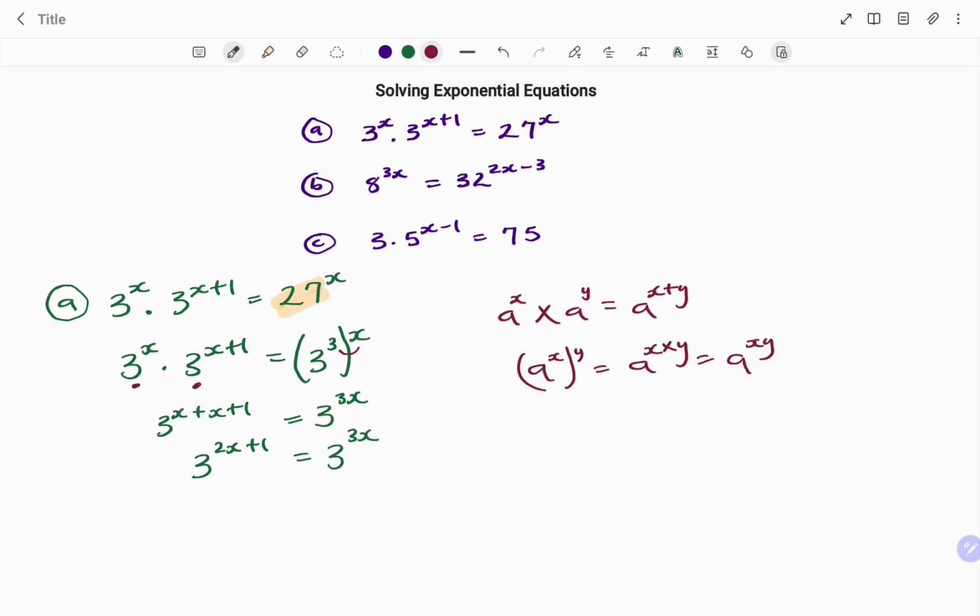At this stage, note that we have the same base raised to a power on both sides, so therefore you're going to equate the powers. So what we have is 2x plus 1 equals 3x. If I move my 2x to the right hand side, I have 1 equals 3x minus 2x. Therefore, 3x minus 2x, that's x, equals 1. Let's look at the next example.